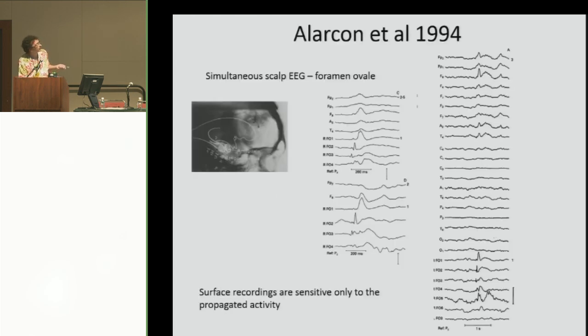So this is an early recording by Alarcon of a subdural electrode, so that's still yet another way of recording intracranially. So it's one electrode and scalp EEG. And this is the foramen ovale recording, so right below the temporal lobe. And what they've shown is that surface activity sees only the propagation. You may see here the very early spiky stuff is very focal, very deep, and is not seen at the surface. So it's only when the activity starts to propagate and involve a larger extent of cortex that it starts to be visible at the surface.